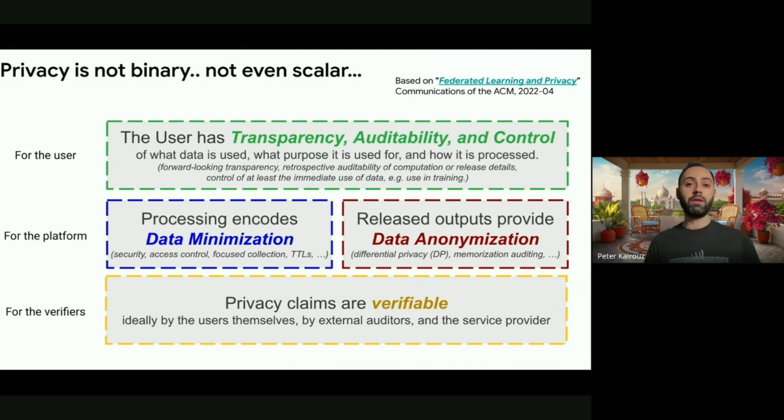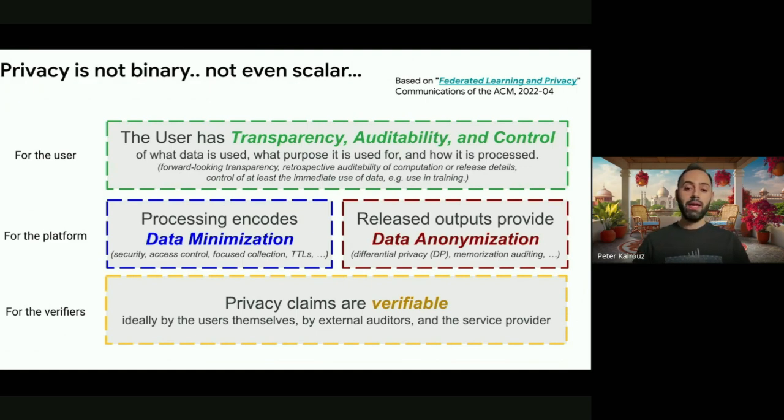The third privacy principle is about data anonymization. And this one is really mostly about the output of the computation. It says that should an individual choose to participate in the computation, the impact of that individual on the output of the computation should not be drastic. So the computation should not overfit to any single individual. And this is usually satisfied with differential privacy and memorization auditing techniques to quantify it and measure it.